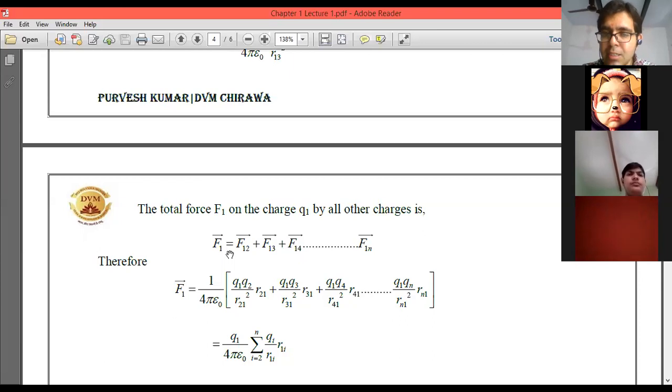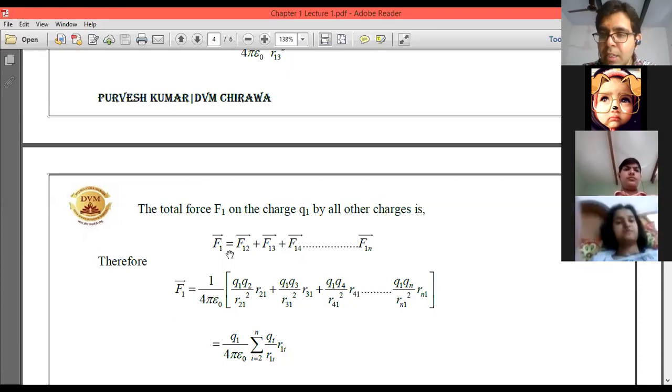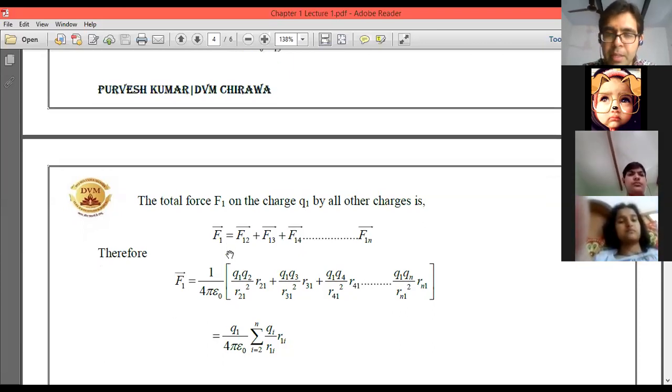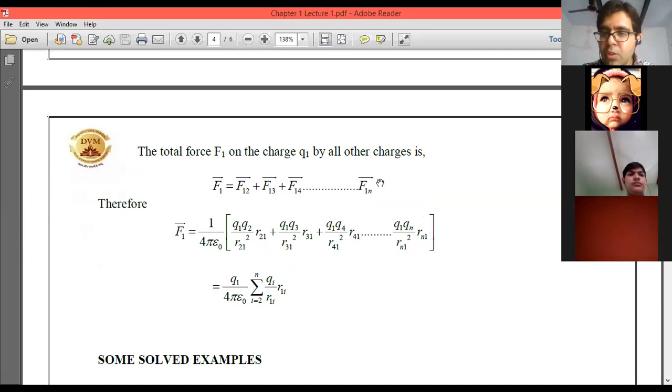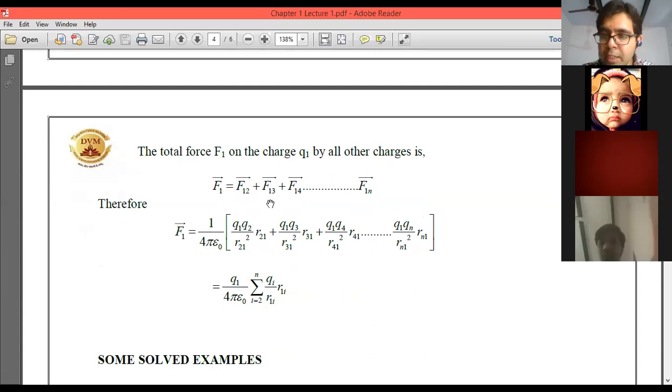But remember this, we cannot add them directly. We have to add them by using the laws of vectors. We can only add them with the help of vector sum, that is the parallelogram law. In the parallelogram law, we can add two vectors at a time. So just add these two vectors, get one resultant, add that resultant with the next one, then again get a resultant and add it with the next, and so on.